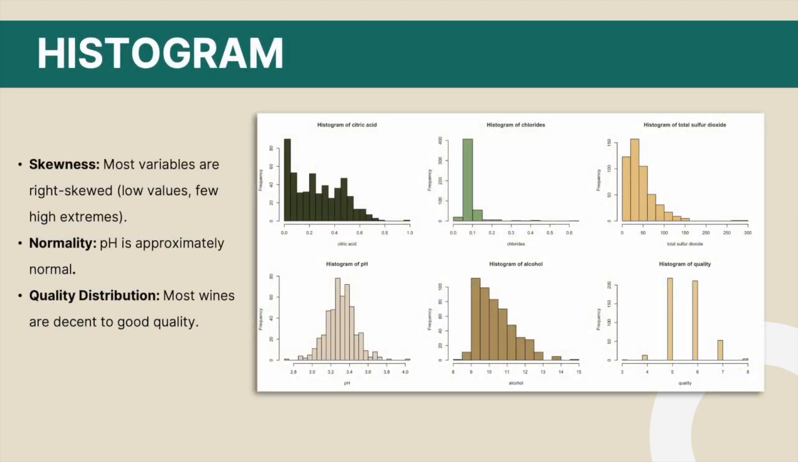According to the histogram, most variables are right skewed, which means low values with high extremes. But the data distribution of pH is approximately normal. And for the quality distribution, most wines are of good quality, at around 5 or 6.